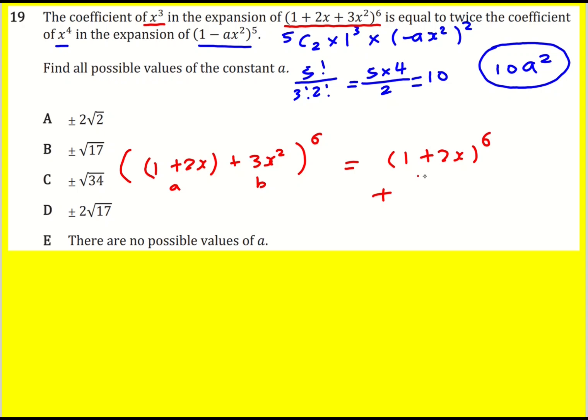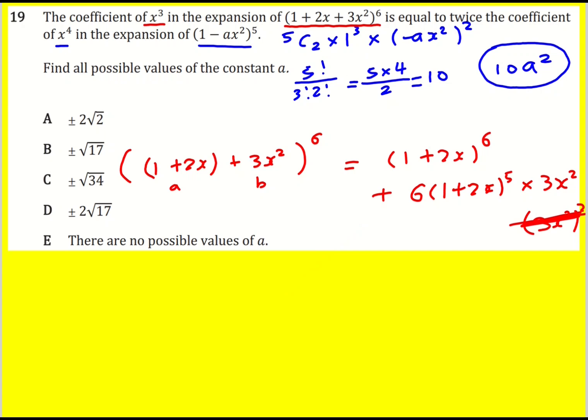Or I can get it from 6c1. Actually, that just ends up being 6 times 1 plus 2x to the 5 times 3x squared. Any term I do after that would involve a higher power of x. I'd get like 3x squared, squared for the next one. It's already going to be x to the 4. There's no way I could get an x to the 3 from it. So I only need to consider these two. That's what I'm trying to say here.